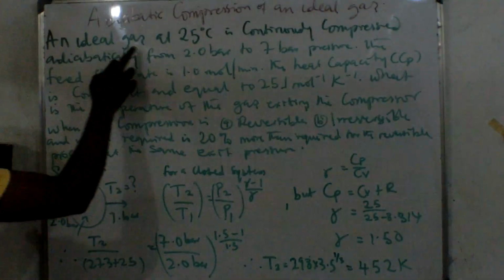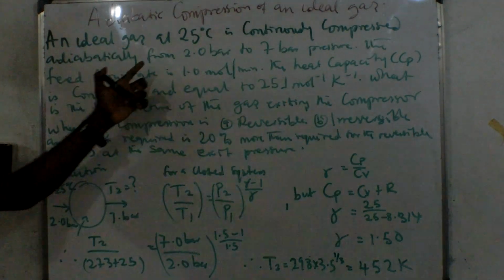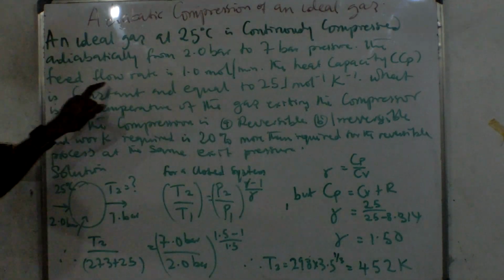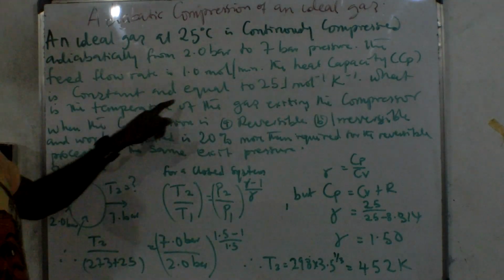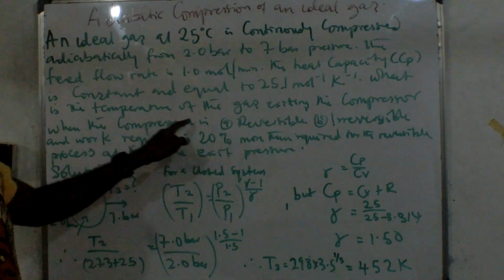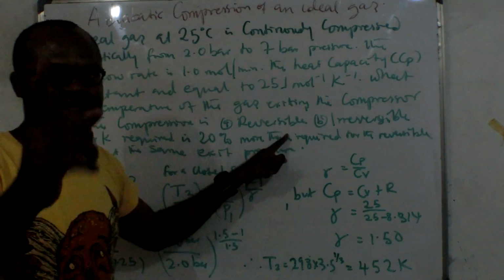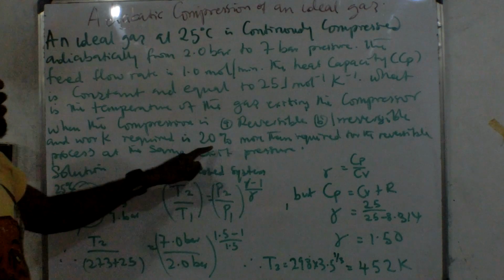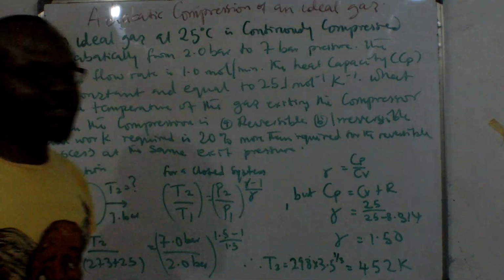It says, an ideal gas at 25 degrees Celsius is continuously compressed adiabatically from a pressure of 2.0 bar to 7 bar pressure. The feed flow rate is 1.0 mole per minute. The heat capacity Cp is constant and equal to 25 joule per mole per Kelvin. What is the temperature of the gas exiting the compressor when the compression is reversible? That's the first case. And second case, when the compression is irreversible and work required is 20% more than the one required for a reversible process at the same exit temperature.